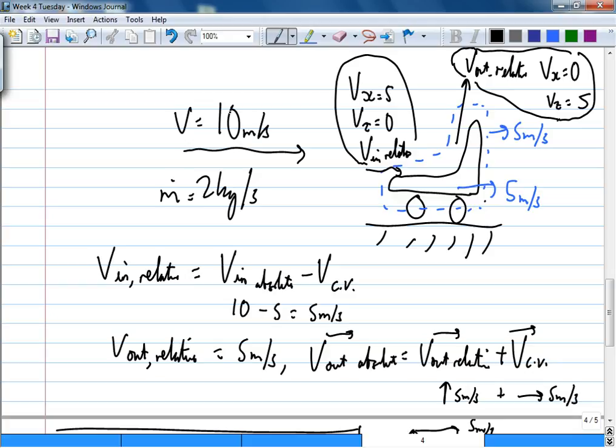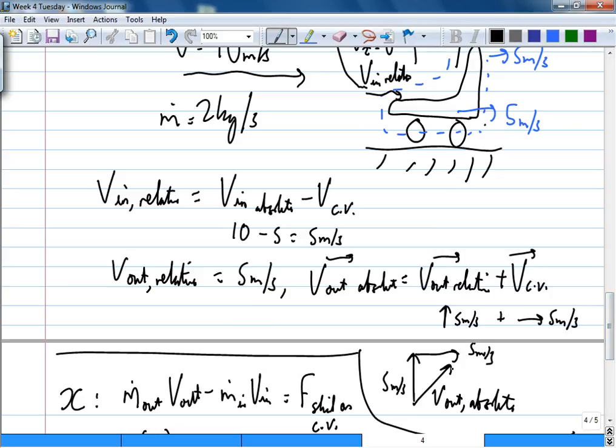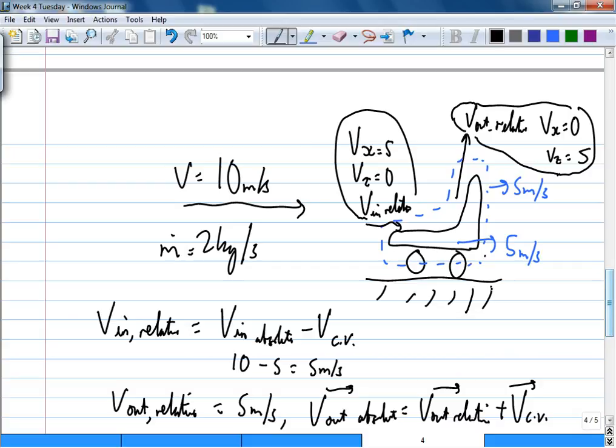The absolute velocity is 10 meters per second coming in, and it's deflected and goes out this way. Is that alright? Absolute velocity 10, and this one we don't use. It's just in case the question asks. We never use that in the momentum equation. We only use the velocity relative to the control volume, this one and this one. Is that okay?